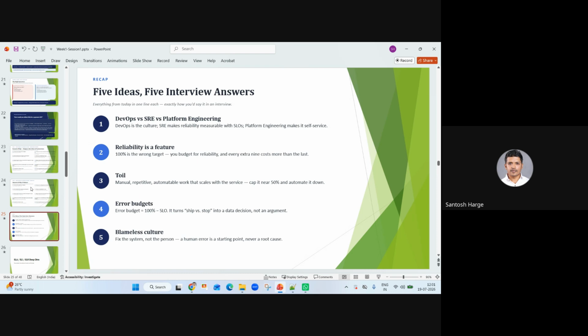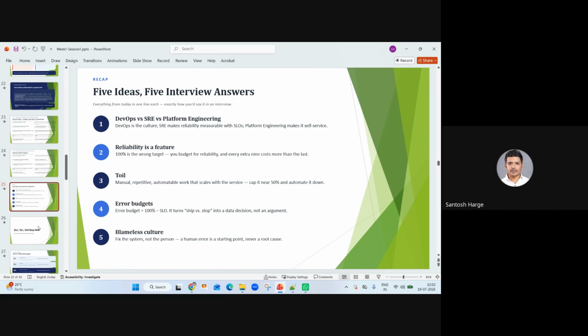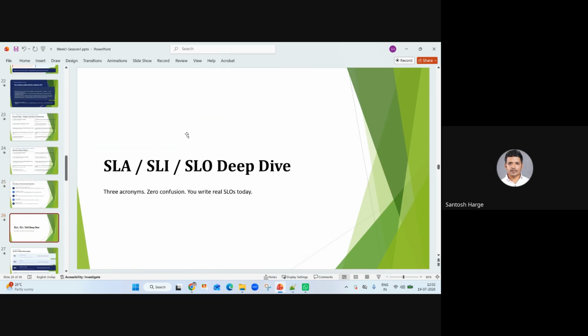Any other queries, guys? Okay. Moving on to the next topic, we'll deep dive into SLA, SLI, and SLO. At the end of today's session, you should be well enough to answer in an interview what exactly they mean, with no confusion, and you should be able to prepare your own SLO for your application.